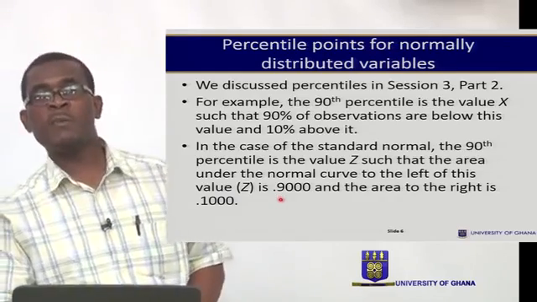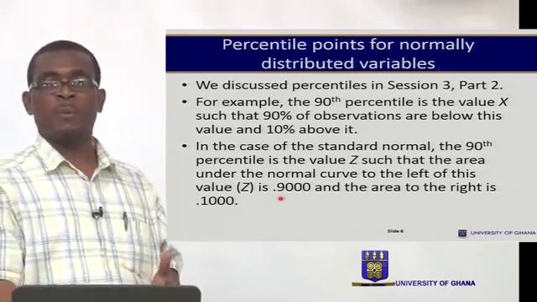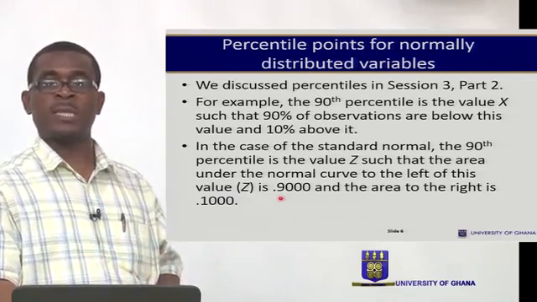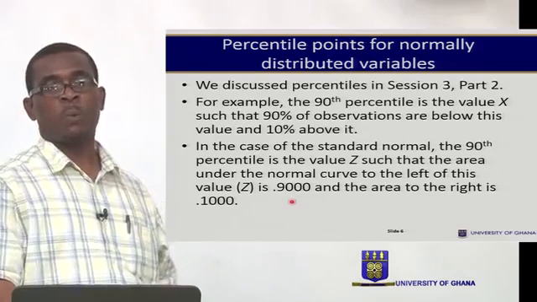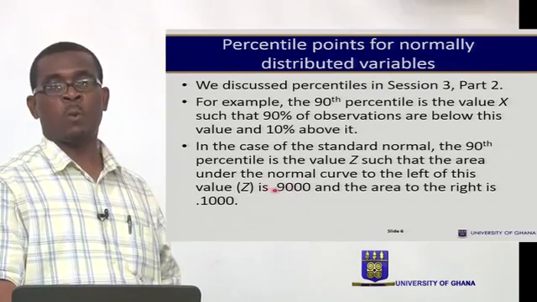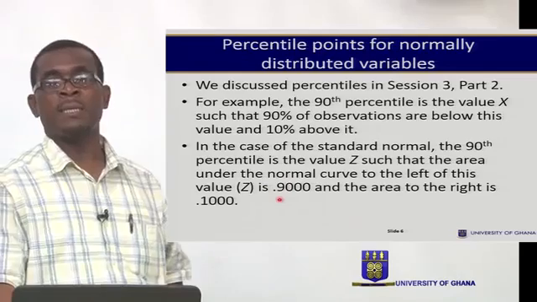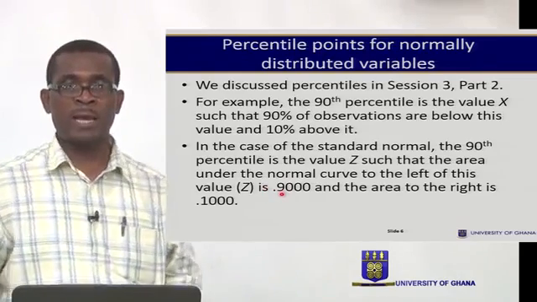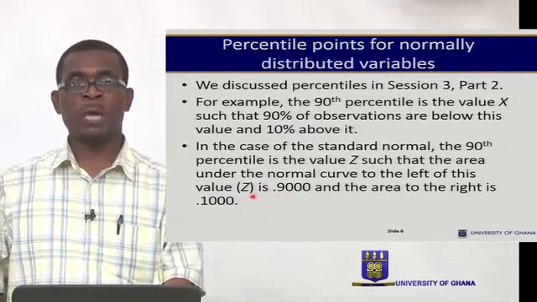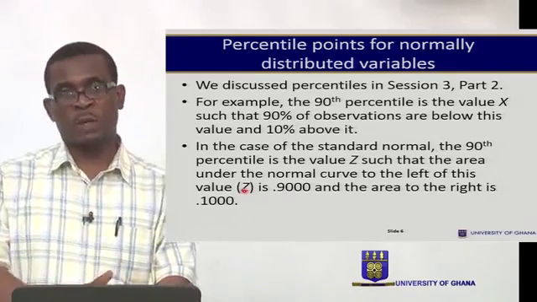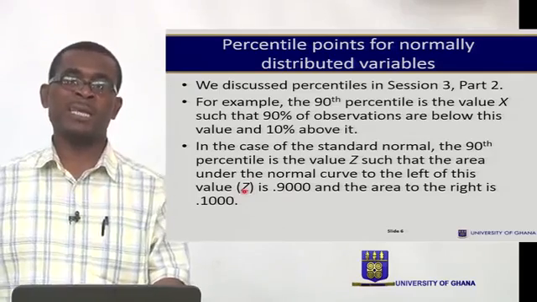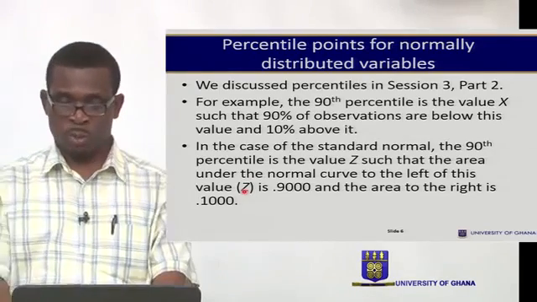Since the total area is 1, summing 0.9 and 0.1, you get 1. So we're saying that the total area under the curve is 1. And if you want the 90th percentile, then you want to mark a point where the z value that we'll get will be such that the total area to the left of this z value is 0.9 and the area to the right is 0.1.